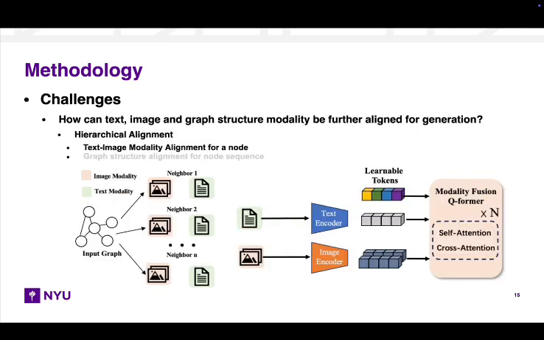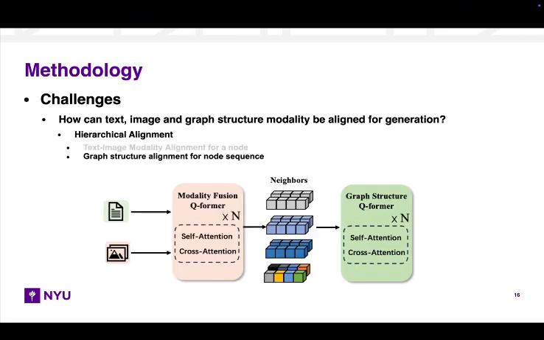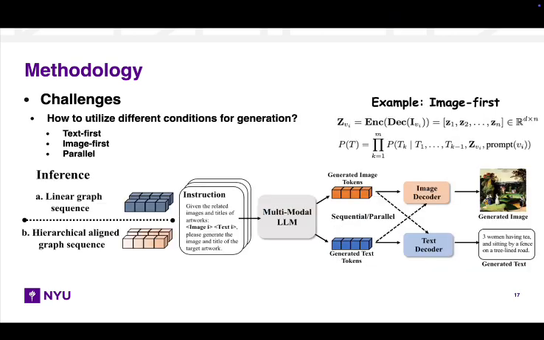And here is the basic framework. We have a learnable token for the modality fusion Q-Former, and a frozen text and image encoder to extract the modality attributes for each node, and align the graph structure for the node sequence. We have the graph structure Q-Former to align the neighbors with the central node.